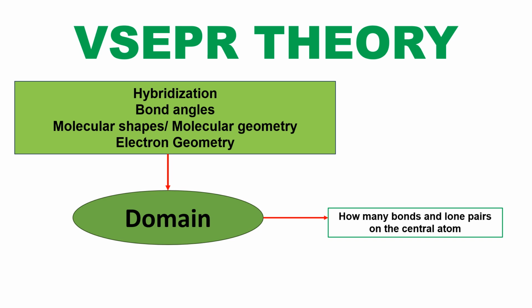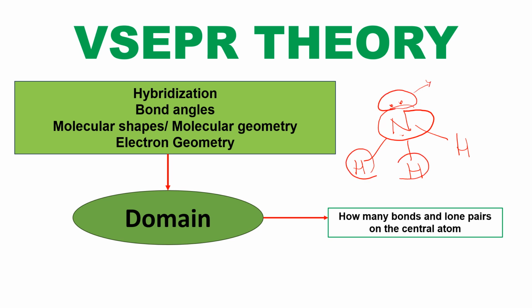When they talk about domains, that is how many bonds and lone pairs are bonded to the central atom. So the central atom could be, let's imagine you have a nitrogen with three hydrogens like this and a lone pair. Now this is our central atom, and it has a domain number of lone pair plus 3 bonds. So this gives us a domain number of 4. Let's see how this domain number helps us to recognize these things.